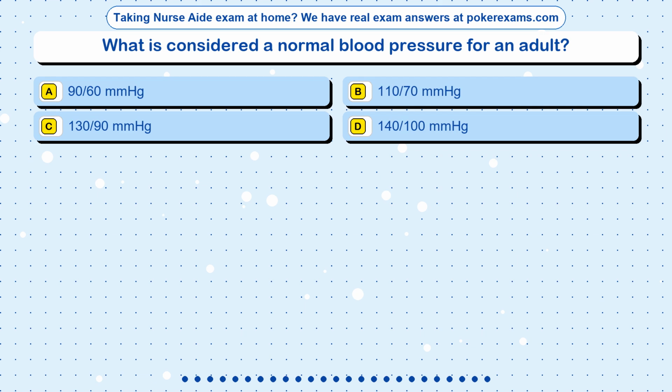Question 7. What is considered a normal blood pressure for an adult? Option A, 90/60 mmHg. Option B, 110/70 mmHg. Option C, 130/90 mmHg. Option D, 140/100 mmHg.